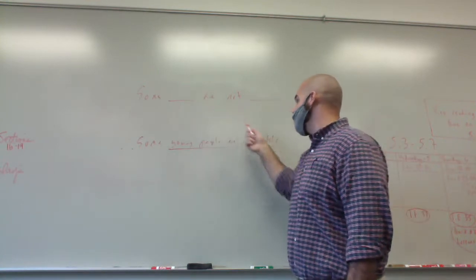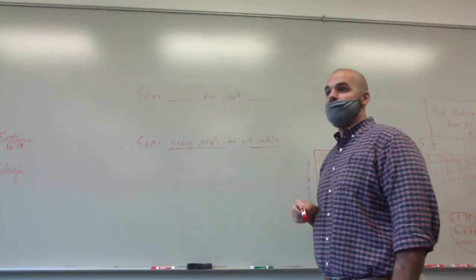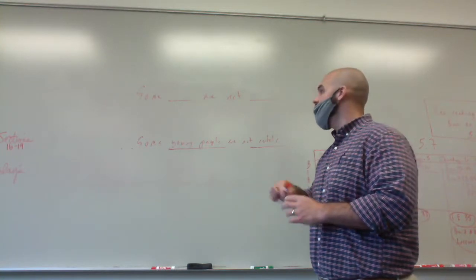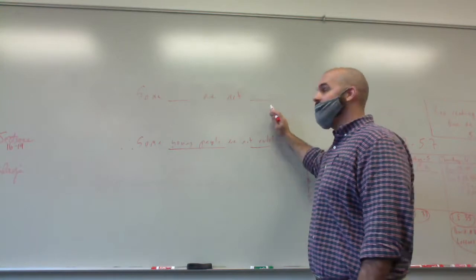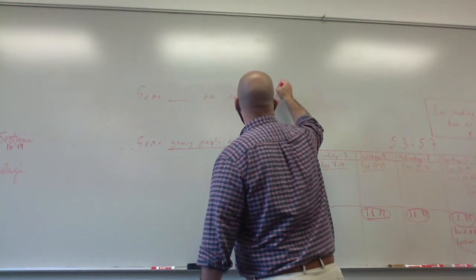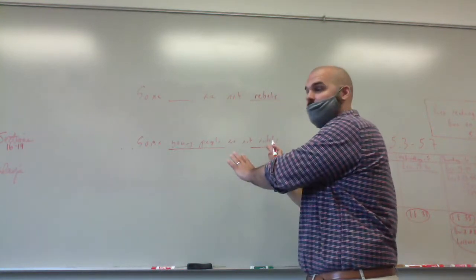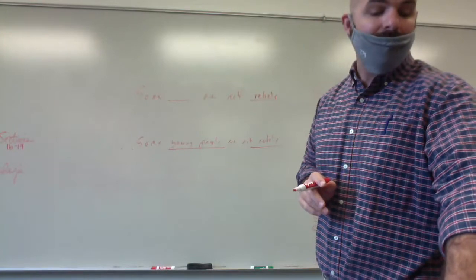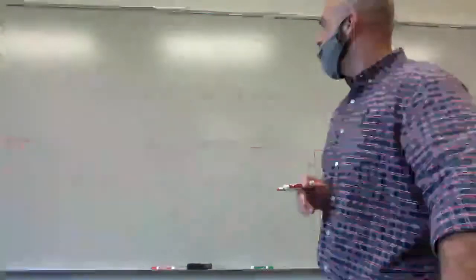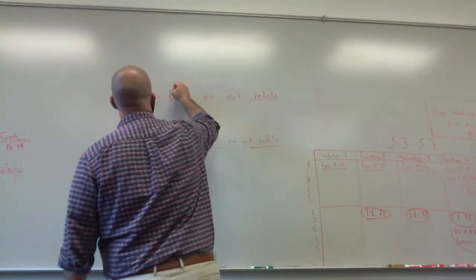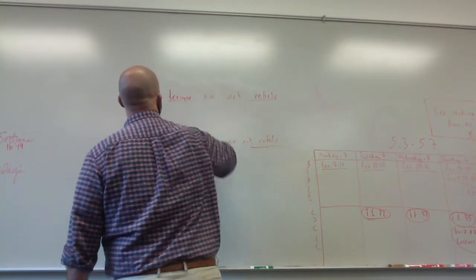So which one of these does rebels have to go into? The first one. It has to go into the predicate, right? Because this is an O statement, and in an O, the only distributed term is the predicate. So it has to go there, okay? Which means my middle term is what? Teenagers. Some teenagers are not rebels.